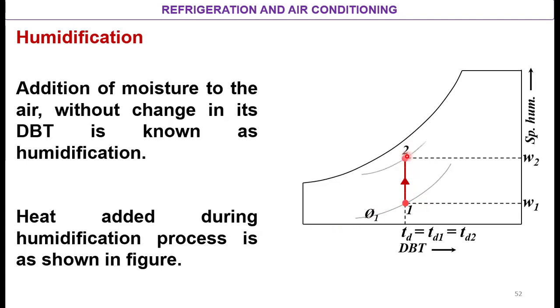So this way, the process 1 to 2 will be shown, isn't it? Relative humidity is phi2 and the dry bulb temperature is constant, TD1 equal to TD2, isn't it? So here it is mentioned without change in the dry bulb temperature, and there is the addition of moisture. So addition of moisture means that initially the specific humidity is omega 1 and finally specific humidity is omega 2. So there is an increase in specific humidity from omega 1 to omega 2. So that way this process can be shown on psychrometric chart and this definition as well.